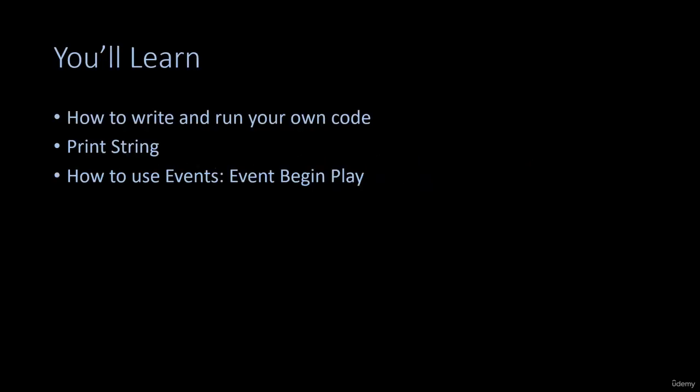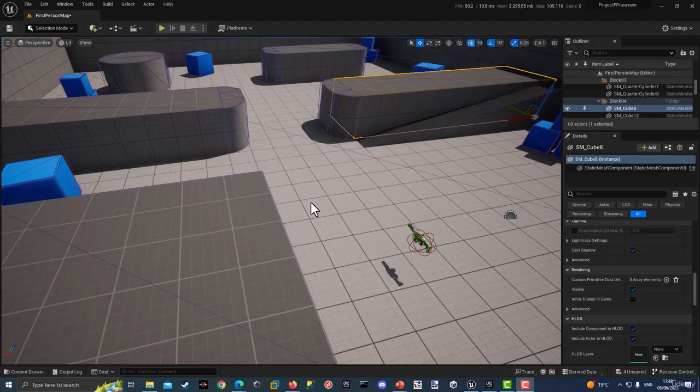Events and code execution. In our previous lesson, you learned how to use variables to store data in our computer memory. In this lesson, you'll learn how to write and run your own code, how to print string to your screen, and how to use event begin play to trigger your code to run.